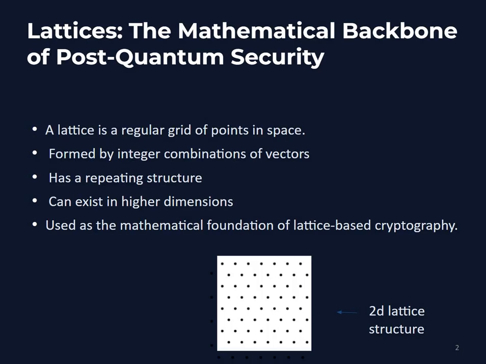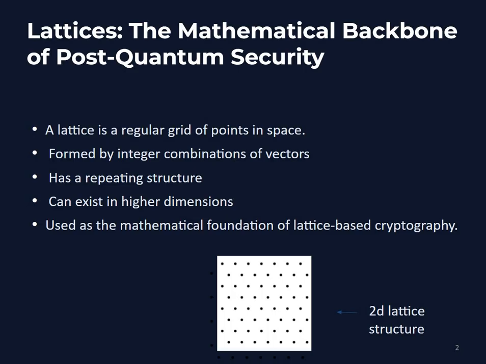A lattice is simply a regular grid of points generated by integer combinations of vectors. What makes lattices powerful for cryptography is that the same lattice can have many different bases. Some bases are short and nearly orthogonal, while others are long and skewed. Finding a good basis from a bad one is computationally hard, and this hardness is what cryptography relies on.